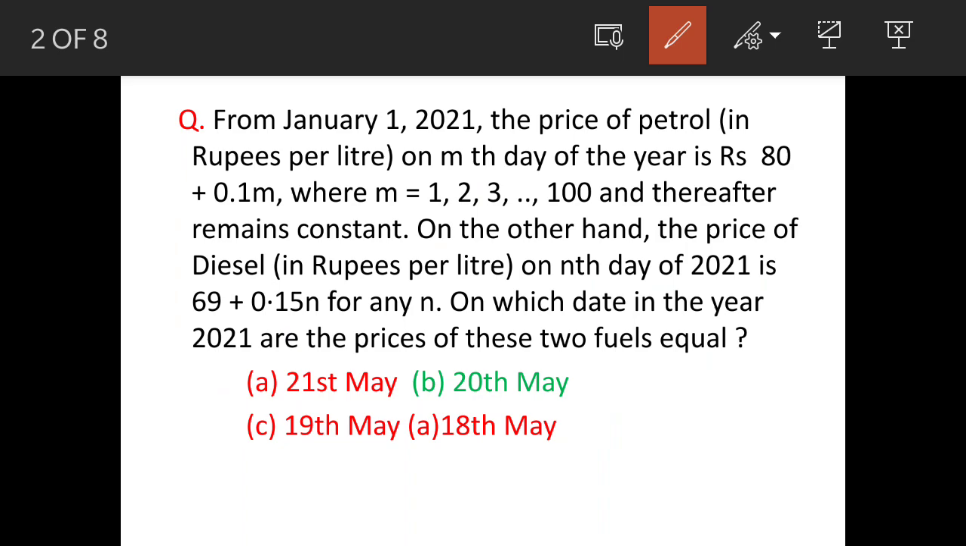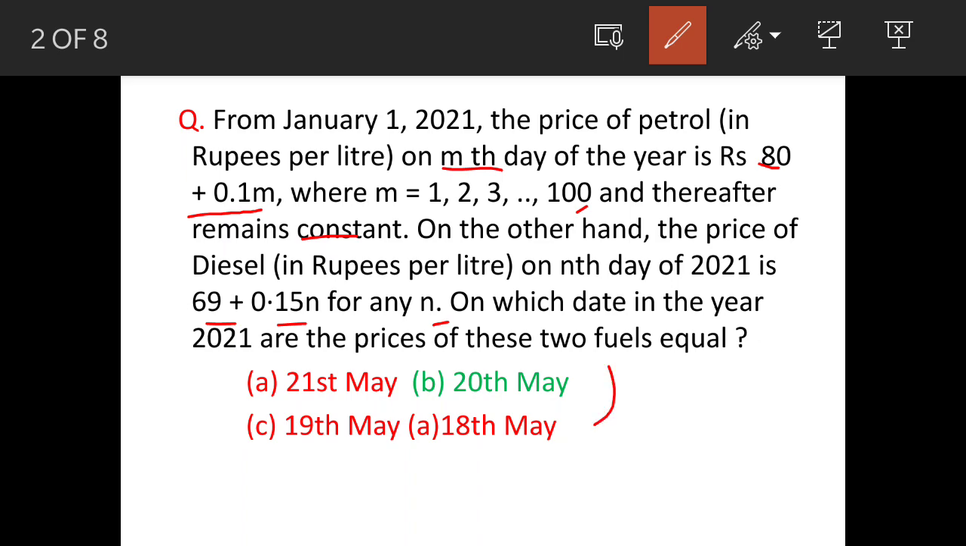Once again, the price of petrol in rupees per litre on the mth day is rupees 80 plus 0.1 m. That means 80 plus you add 0.1 m, and m can be 1, 2, 3 up to 100. So, when you put 1, the price will be least, and when you put 100, the price will be maximum. Thereafter, after 100 days, the price of petrol is constant. The diesel price, as I explained, is 69 plus 0.15 n. The value of n is not given.